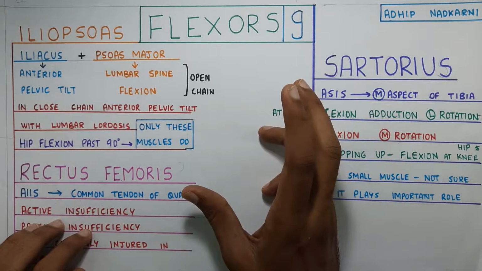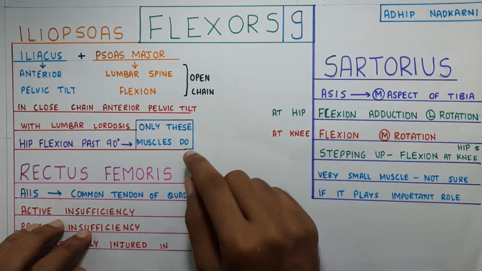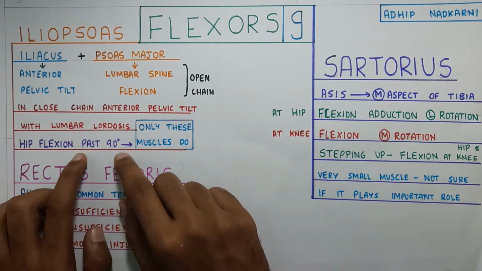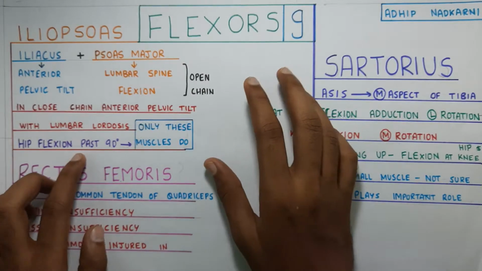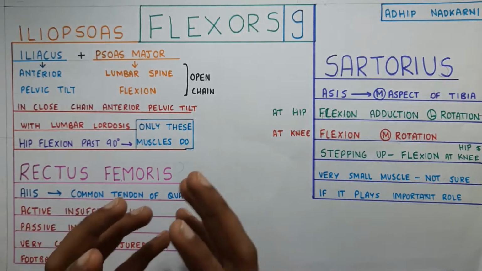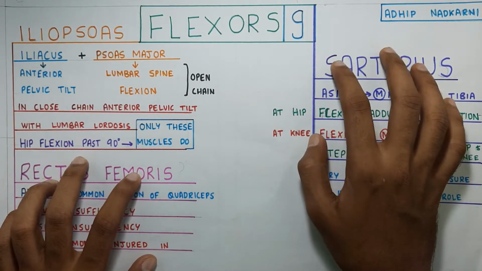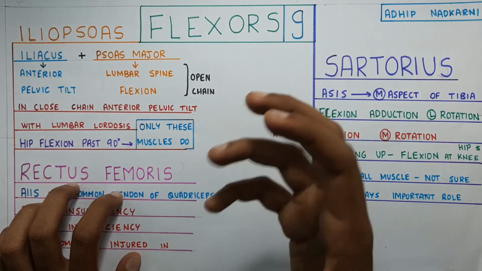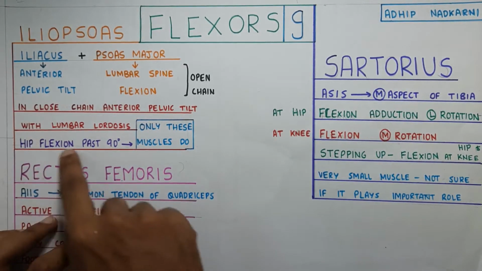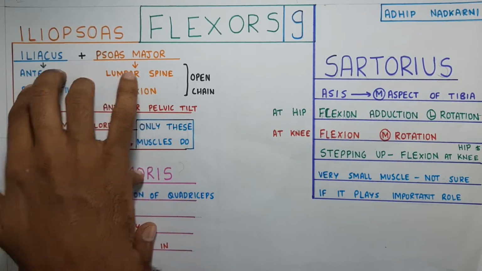Another very important point is the hip flexion past 90 degree is done only by these muscles. Okay, so these muscles do hip flexion past 90 degree. Why? Because other muscles that are present at the hip joint, like your rectus femoris or sartorius, are two joint muscles. So here the active insufficiency will come in play. Because these are two joint muscles, they will be already contracted at the other joints. Hence, they won't be able to produce that much force beyond 90 degree of hip flexion. Hence, hip flexion past 90 degree is majorly done by your iliopsoas muscle, that is Iliacus and psoas major.